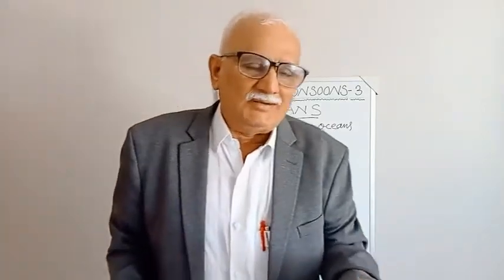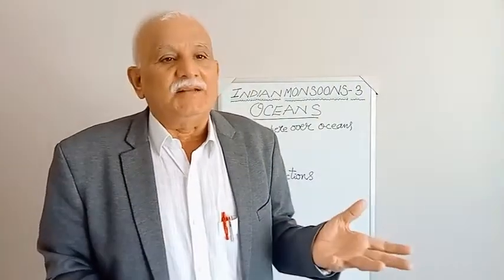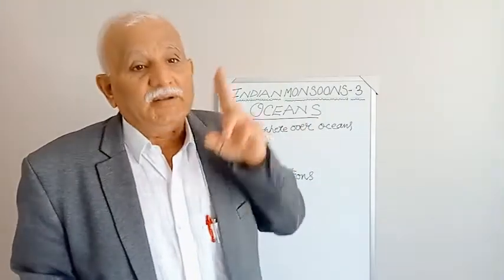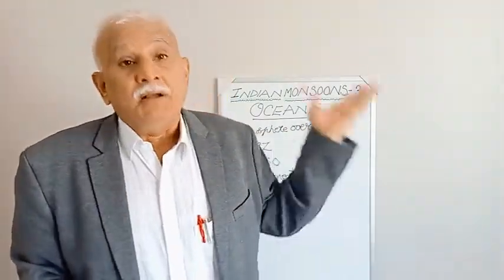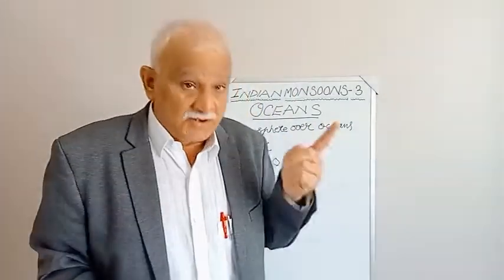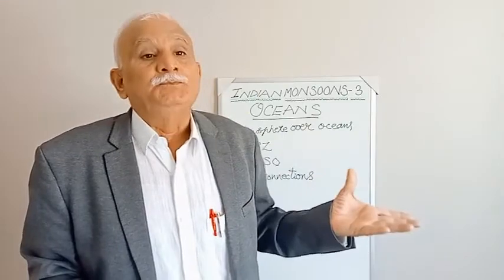Now we try to understand in 1.5 minutes what the teleconnections are. Earth is elliptical in shape. Earth makes one rotation around itself in one day. It makes one rotation around the sun in about 364.5 to 365 days. Now, there are some teleconnections as far as the Indian monsoon is concerned.